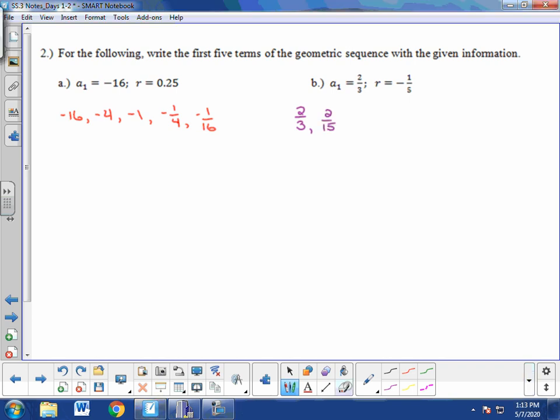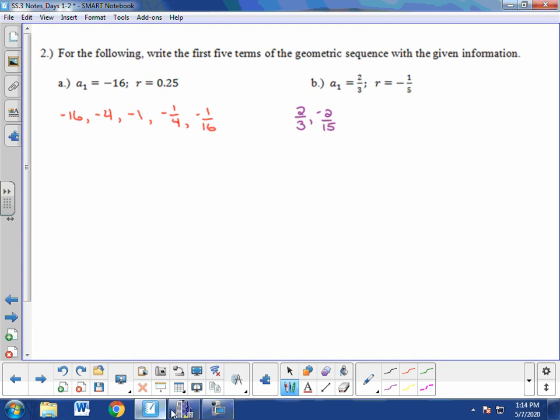It's probably easiest to take a look at these as fractions. Sorry, multiplying by a negative 1/5 would change it to negative 2/15. It's probably easiest to take a look at these as fractions because all you have to do is multiply the denominator by 5 and the numerator by 1. So this would be negative 2/15.